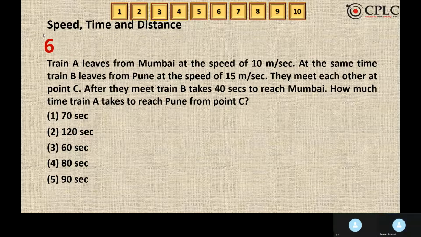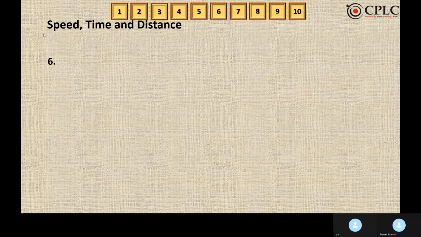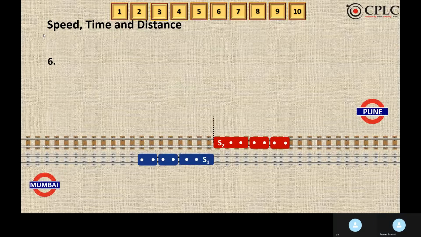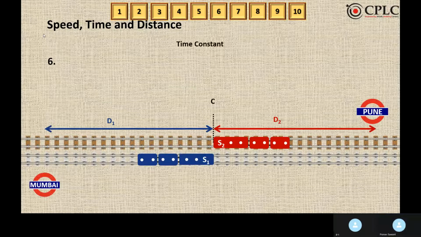So this is a track. S1 leaves from Mumbai, S2 leaves from Pune. They meet at point C. Now we know that the time is constant. So let us assume distance from Mumbai to C as D1 and distance from C to Pune as D2. As time is constant, we can apply the formula, that is S1 by S2 is equal to D1 by D2.